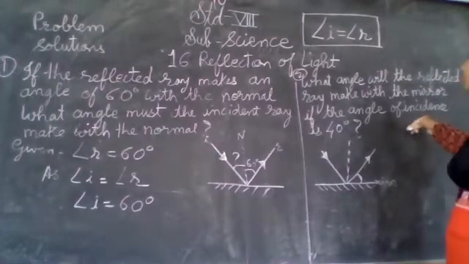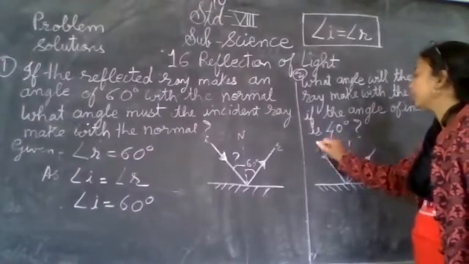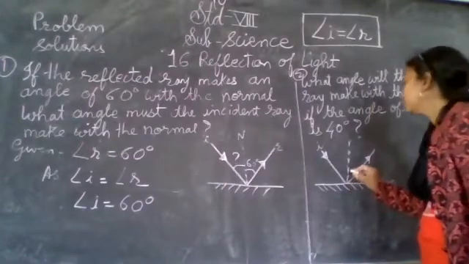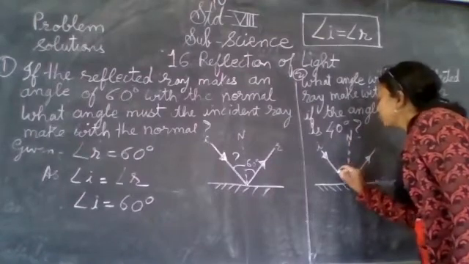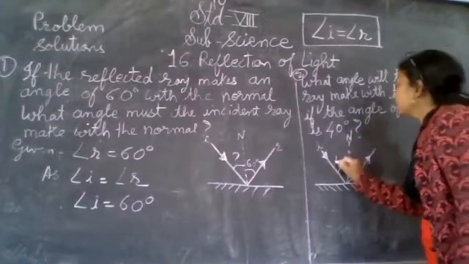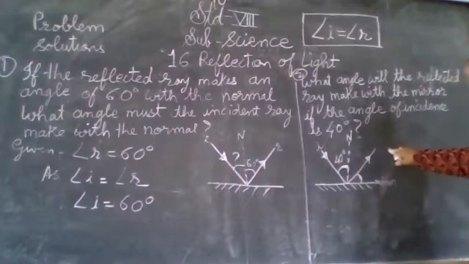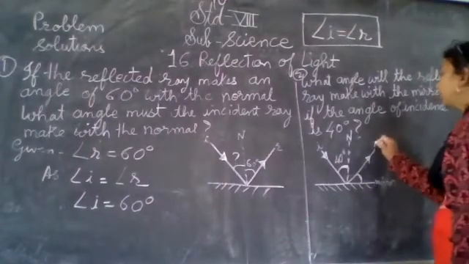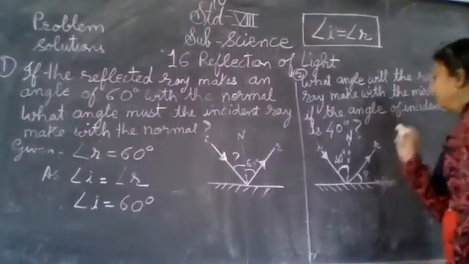If the angle of incidence is 40, angle of incidence means where the incident ray is touching the mirror at the point of incidence and the normal. Angle of incidence is this one between the normal and incident ray. So that is given 40°, and we have to find out what the angle between the reflected ray and the mirror. This one we have to find out.